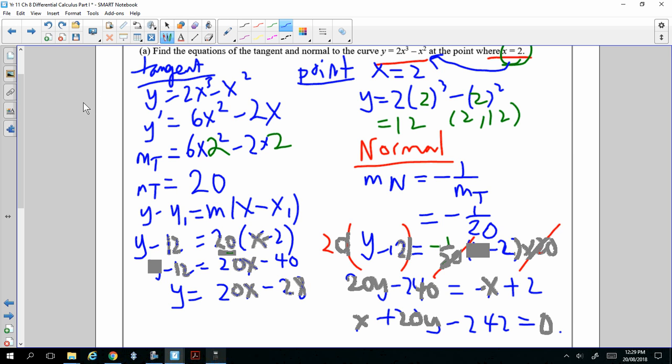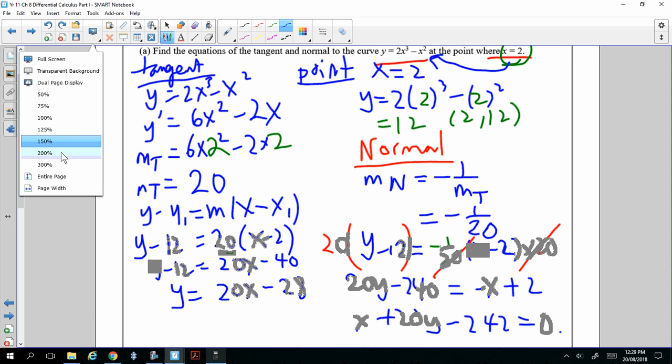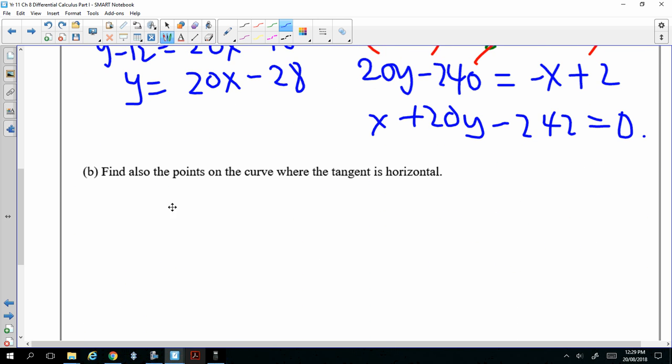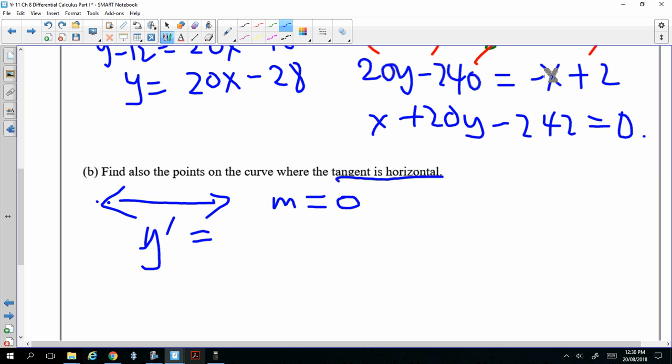Alright, let's move on to part B. Find also the points on the curve where the tangent is horizontal. What's the gradient of the tangent if the tangent is horizontal? 0. So that means gradient of the tangent is related to the derivative. Remember what the derivative is? 6x squared minus 2x. So what I wrote before. Yeah, that's the derivative.